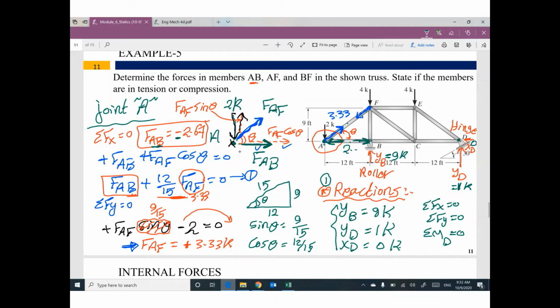Please forget the sign. The message behind this sign is done. I received it, which is tension or compression. Once you receive the message, please forget it. Your value right now, 2.67. Your value right now, here, 3.33. Any questions so far? I am done with AB. I am done with AF. I'm waiting for any question.